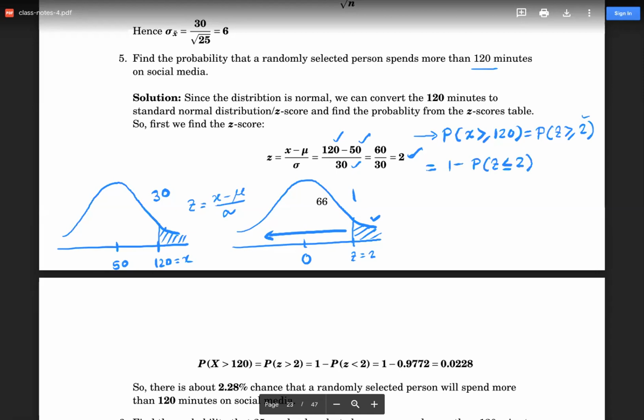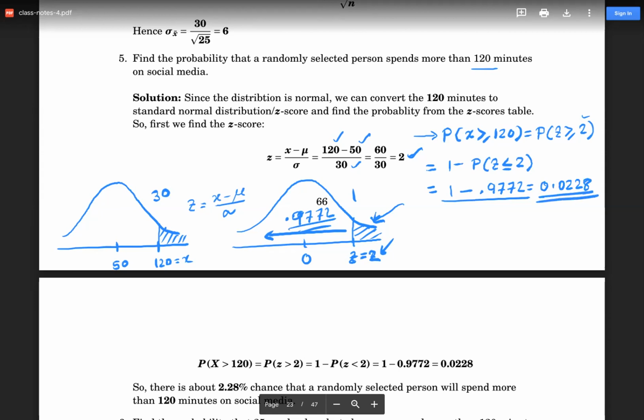Now, if you look up z equal to 2 on the standard normal distribution table, you will get 0.9772. That means this area to the left is 0.9772. Now the area to the right is going to be 1 minus 0.9772, which is 0.0228.